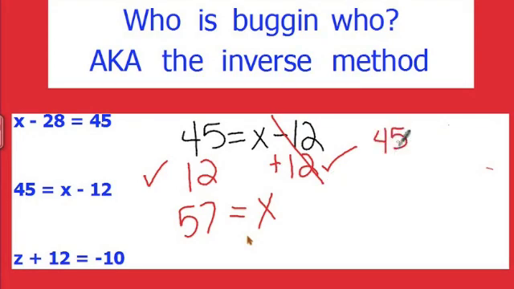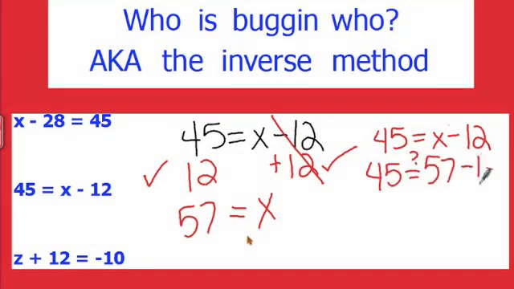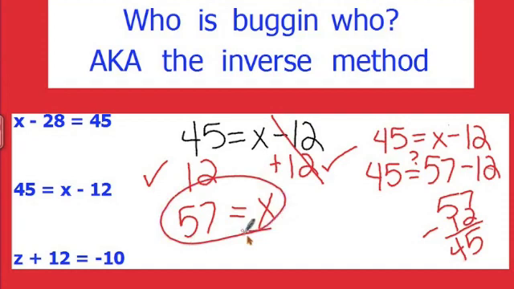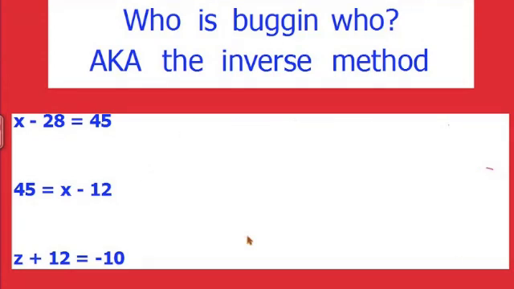Let's go check it. 45 equals x minus 12 was my original equation. If I plug 57 in for x, we're going to see if that equation comes out to be true. Does 57 take away 12 equal 45? Yes, it does. So I know that x equals 57.